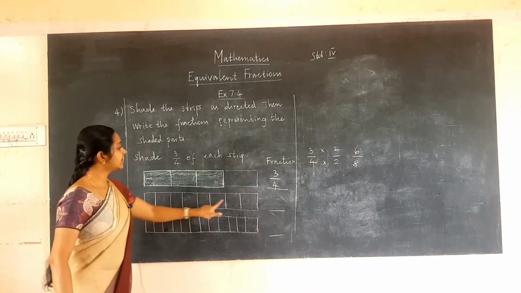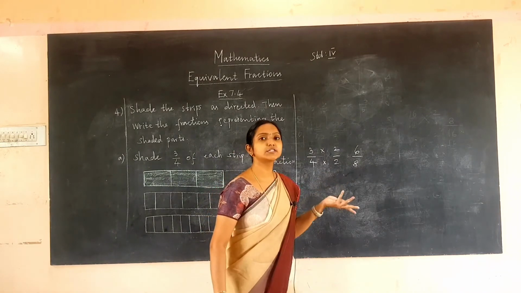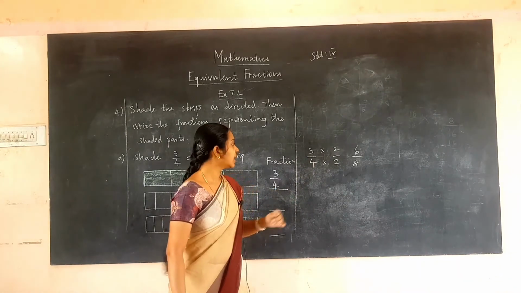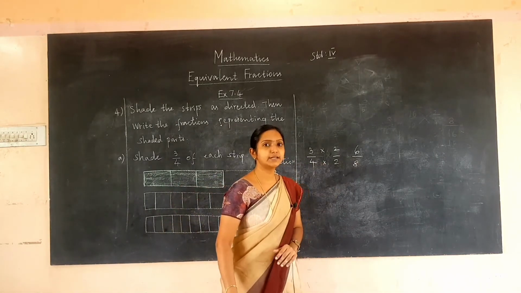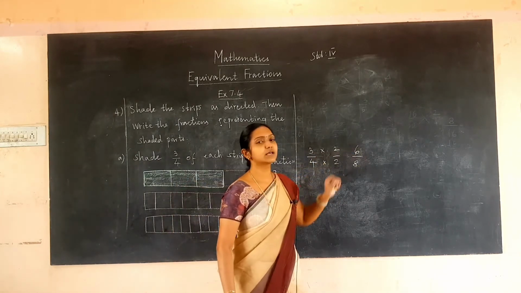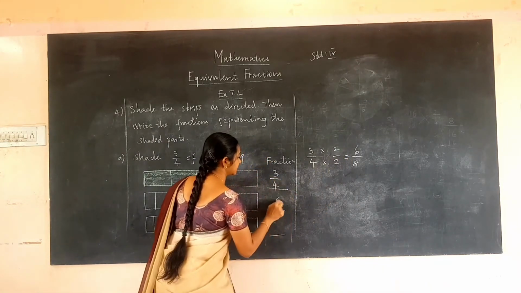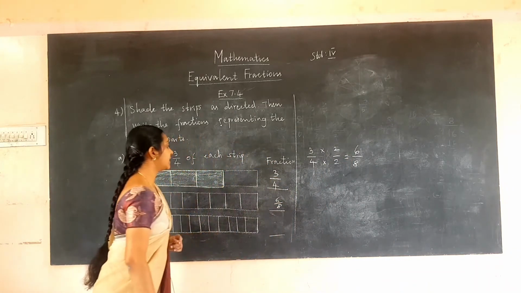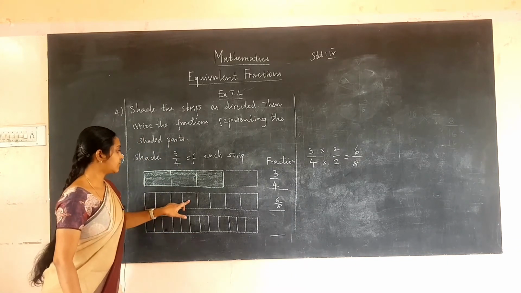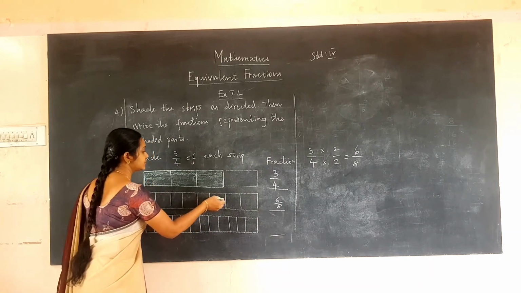Here the total number of parts is 8, but we don't know for 8 how much parts must be shaded. So we have to find equivalent fraction of 3 by 4, and in the denominator we must have 8. So we are multiplying it with 2. 4 2s are 8, 3 into 2 is 6. So the fraction is 6 by 8. Out of 8 parts we must shade 6 parts. 1 2 3 4 5 6. We are going to shade 6 parts.